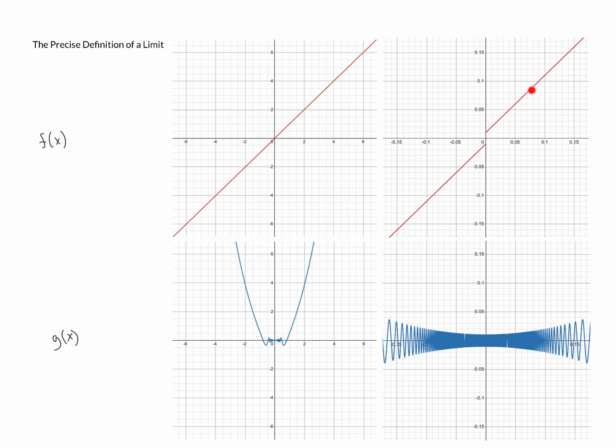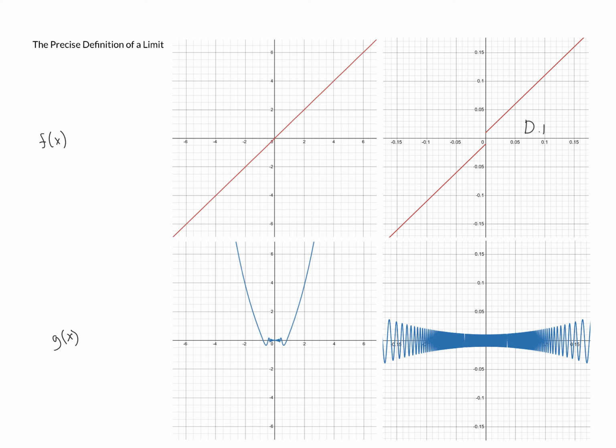Like, it's true, it's getting closer and closer to 0, but it will not get arbitrarily close to 0, meaning there's a certain point at which it stops getting closer and closer to 0. And this means that the limit does not exist.